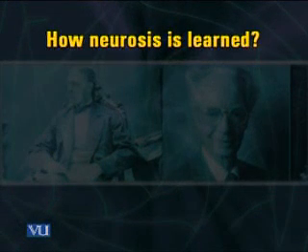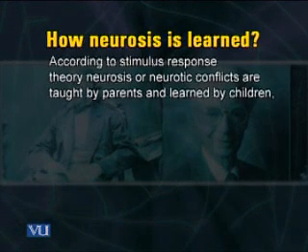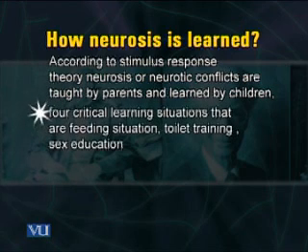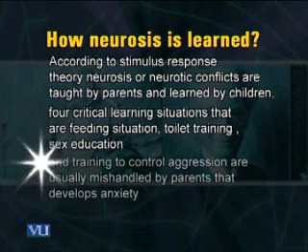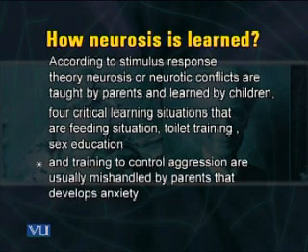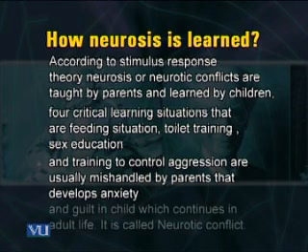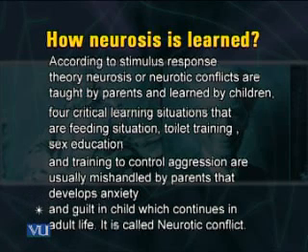How is neurosis learned? According to stimulus response theory, neurosis or neurotic conflicts are taught by parents and learned by children. Four critical learning situations, that are feeding situation, toilet training, sex education, and training to control aggression, are usually mishandled by parents, which develops anxiety and guilt in the child which continues in adult life. It is called the neurotic conflict. We are talking about neurotic conflict.